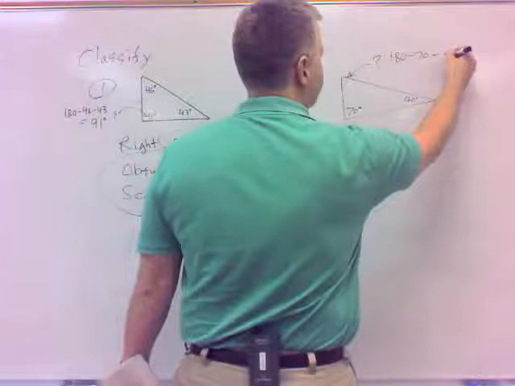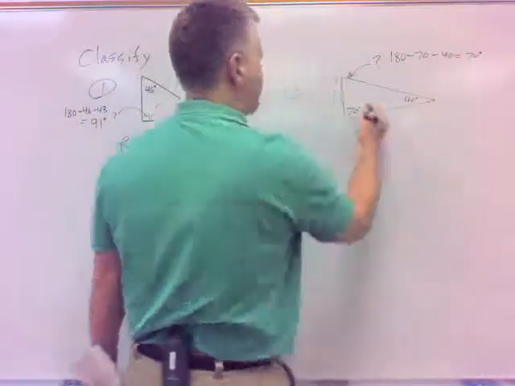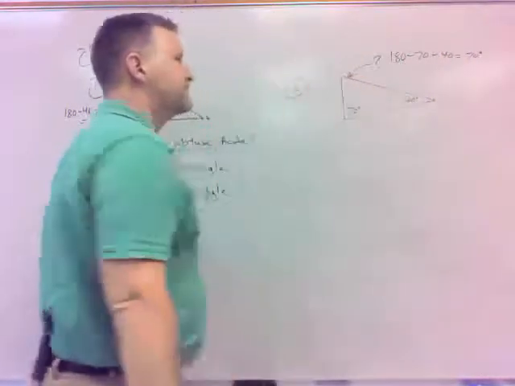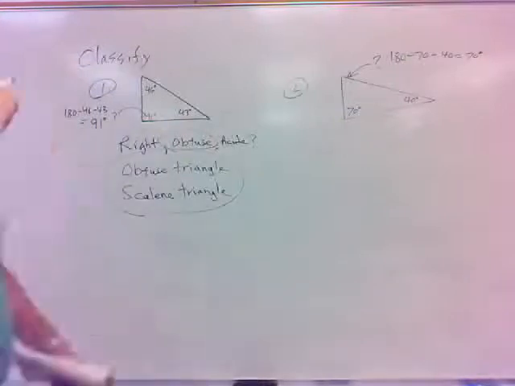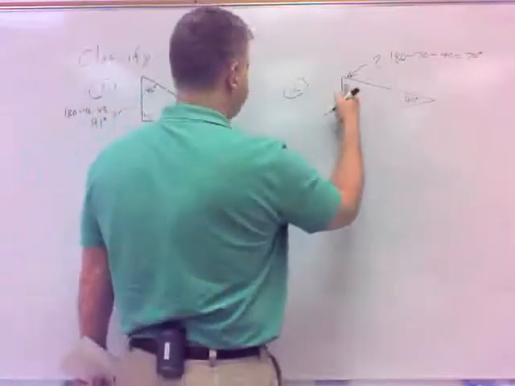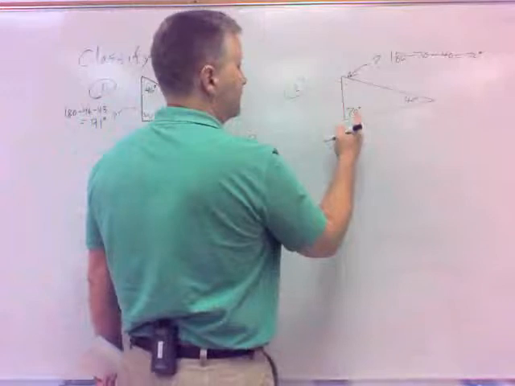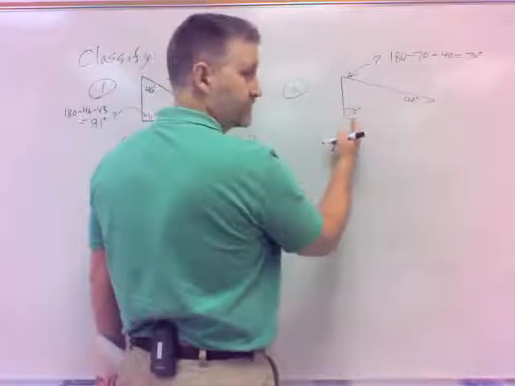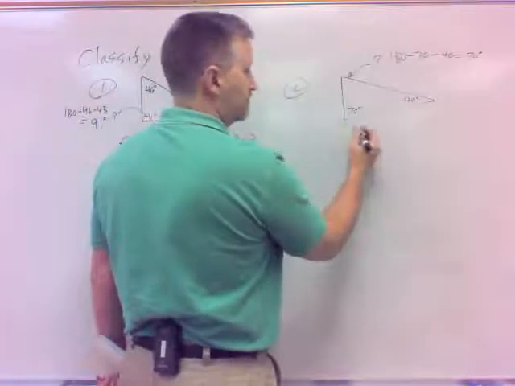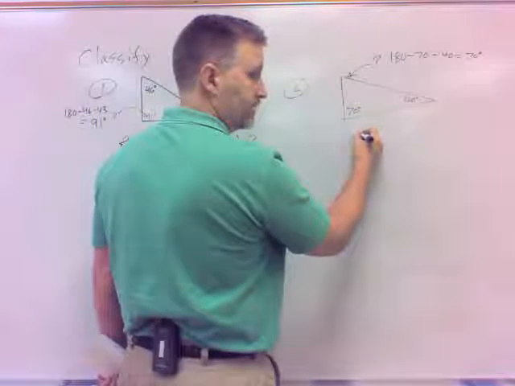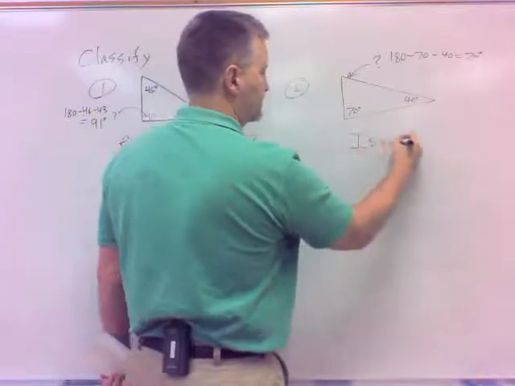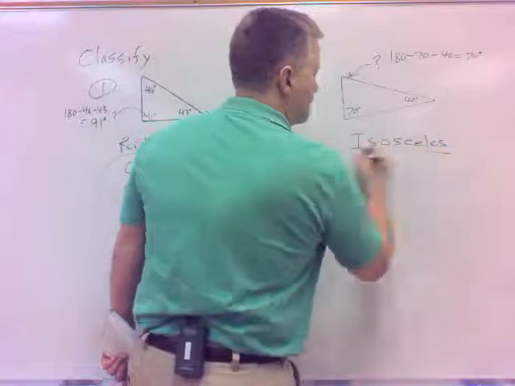Okay, that's a 70. So this one's 70 also. What is that telling me? Two sides are the same? Yeah. Two sides are the same because I got two angles the same. What kind of triangle is that then? Two sides the same? Isosceles. So it's isosceles.